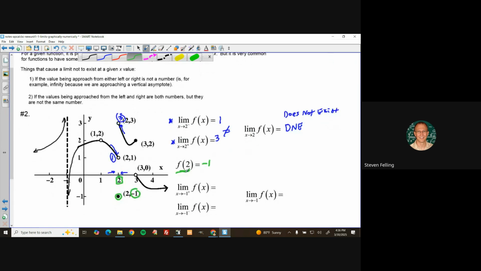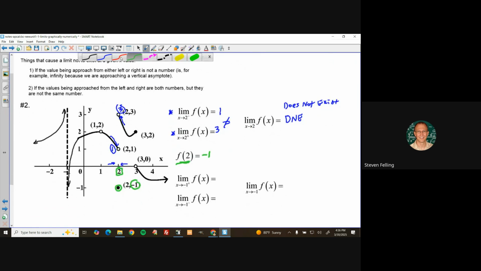Okay, and then this next part down here says let's evaluate things at -1. So the limit as x approaches -1 from the right means we're approaching -1 from the right, and the y value seems to be going off to negative infinity. So you can write this as negative infinity.